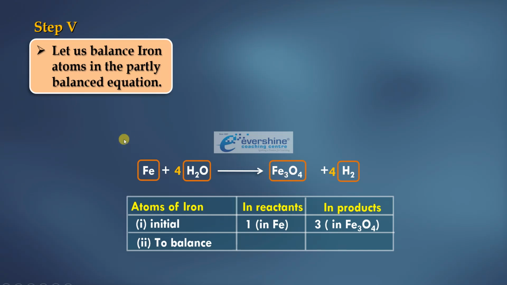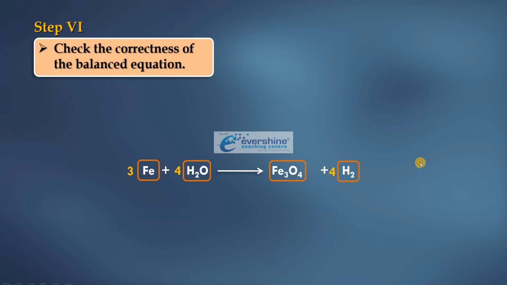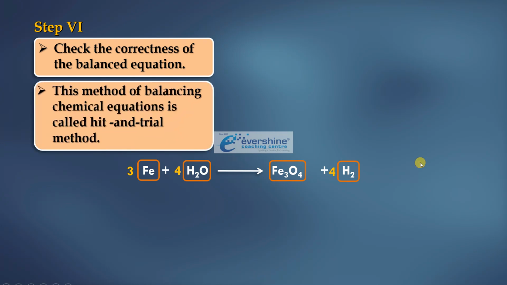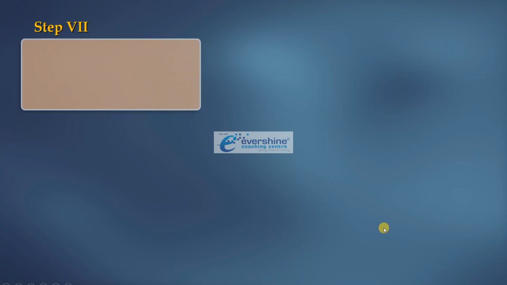Here if it is 3, then here also it should be 3. Simple. We can just multiply with 3 on both sides. Now can we total them? Can we see whether it is balanced or not? Yes. This method is called the hit and trial method, the method which we have followed to balance the chemical reaction.